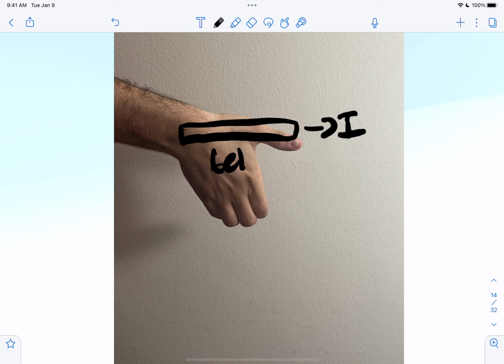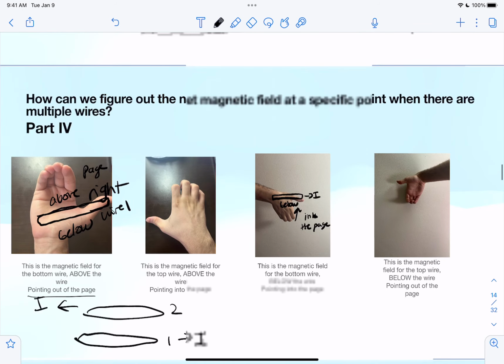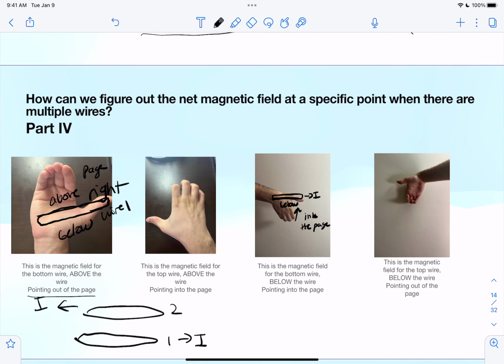So now I'm below the wire. I can see that it's pointing towards the wall or into the page, right? So this is into the page for that bottom wire. Effectively, what I did here is I wrapped my finger around the wire. So I rotated my wrist to orient myself in different ways to show that it's coming out of and into the page, right?